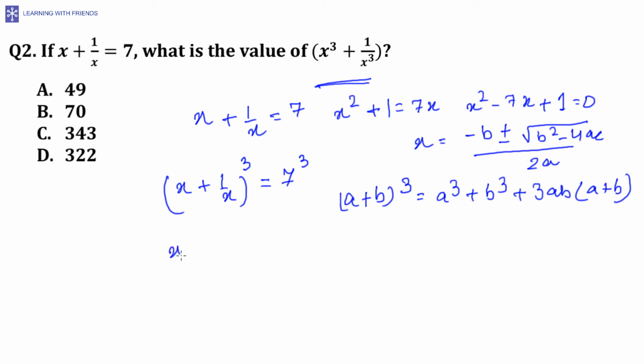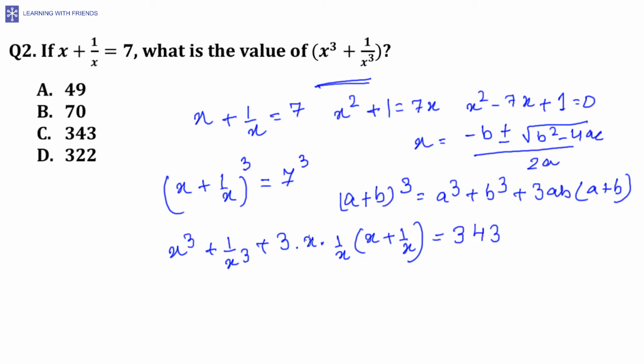So let's use the formula x cube plus 1 by x cube plus 3 times x times 1 by x into x plus 1 by x. Just remember, I'm plugging in this formula: a cube plus b cube plus 3ab into a plus b, and 7 cube is 343. Now here you notice x and 1 by x will cancel. x cube plus 1 by x cube is what we have to find. So let's call it delta, plus 3 times x plus 1 by x, which is 7. It's already given to us.